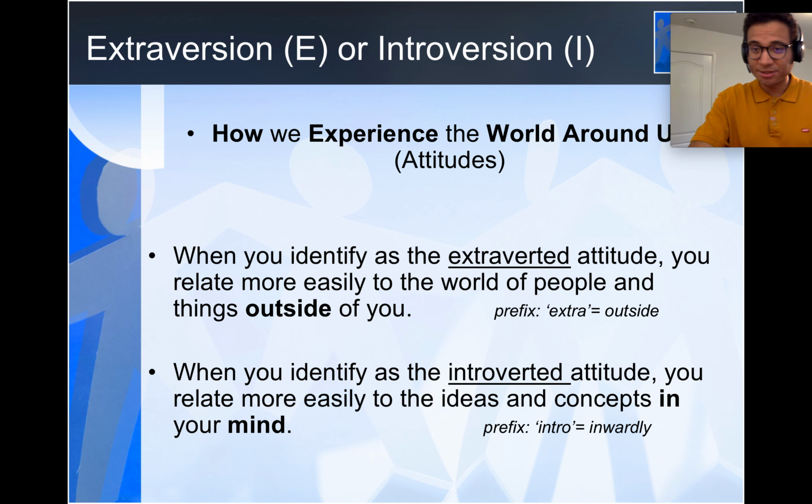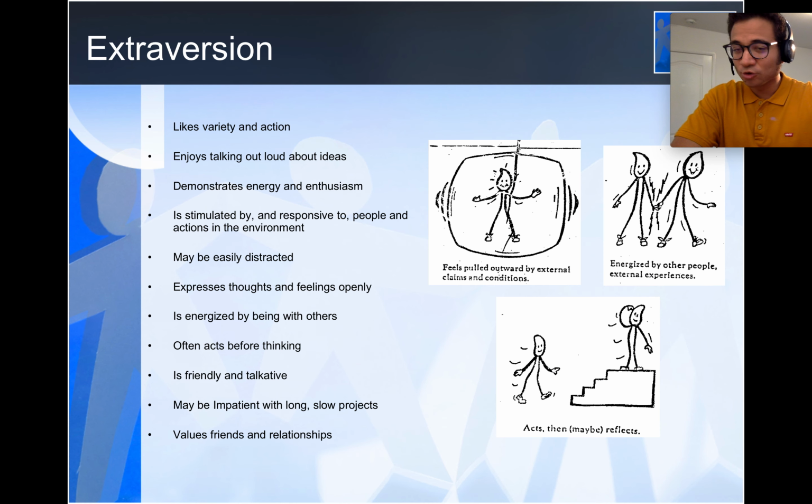So let's continue. Remember, extra, you relate more easily to the world of people and things outside of you. Introvert, you relate more easily to the ideas and concepts in your mind. So out or in? Where do you relate more? Out or in? Okay. And here's this little cool comic strip. So for E, for extroversion, external claims and conditions pull you outward. As you can tell, this little cartoon is energized, which leads us to here, energized by other people and external experiences. So think to Christmas time.